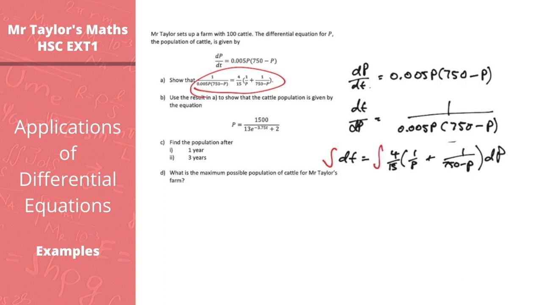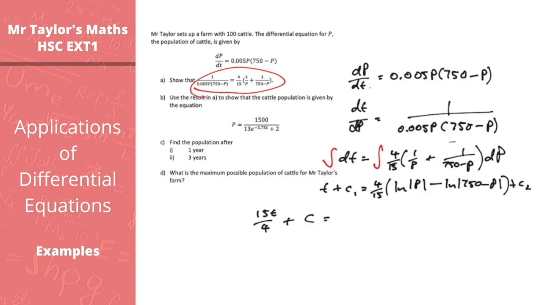So I end up with the integral of dt is t plus some constant, and this will be 4 over 15 ln absolute value of p. Okay, and then this one's going to be ln absolute value of 750 minus p, but that's a minus p, so that's going to be a negative, and then plus some constant. If I multiply everything by 15 over 4, so I'll get 15t over 4 plus that constant equals, now using my log laws, ln absolute value of p over 750 minus p.